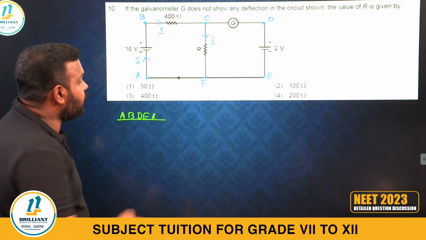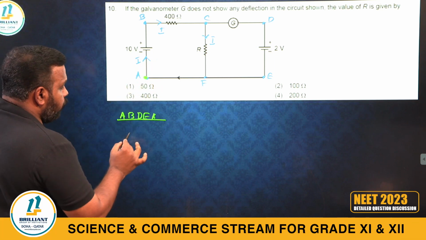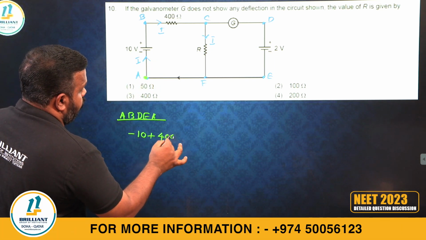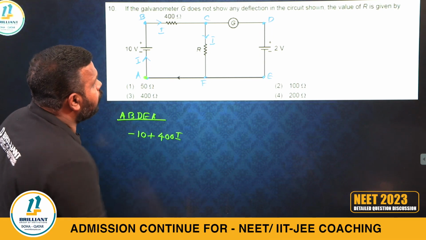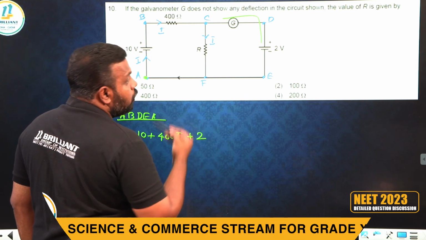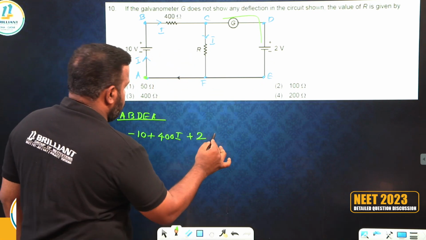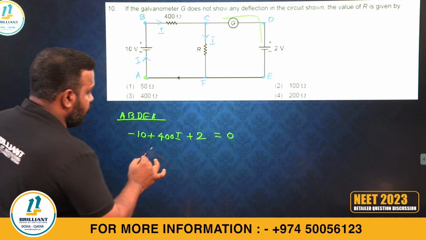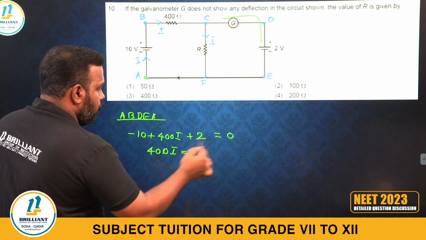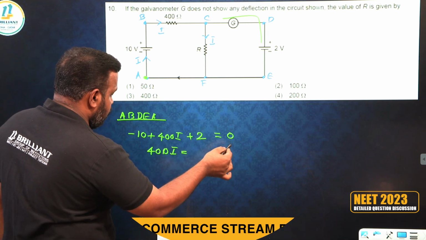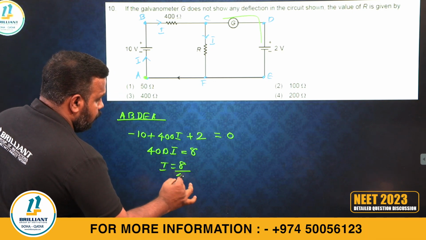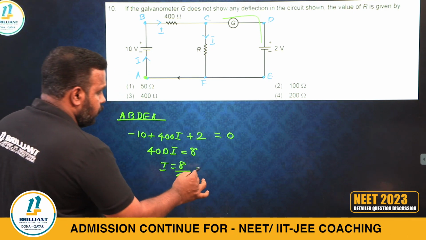Let's apply the rule. What will be the result? We are starting from A. So going up, we get minus 10 volt, minus 10, plus 400I. There is no current through this path, but here there is a cell, so plus 2. Is there anything else? No, nothing. So it is equal to 0, which means we get 400I equal to what? Minus 10 will come this side, plus 10, minus 2, 8. So I is equal to 8 by 400, that means 1 by 50.